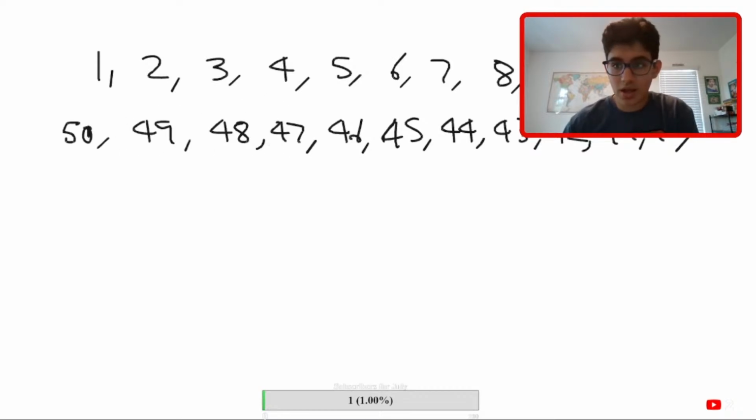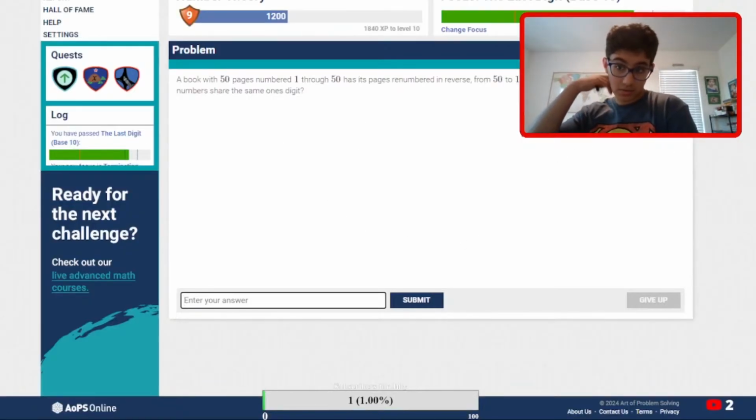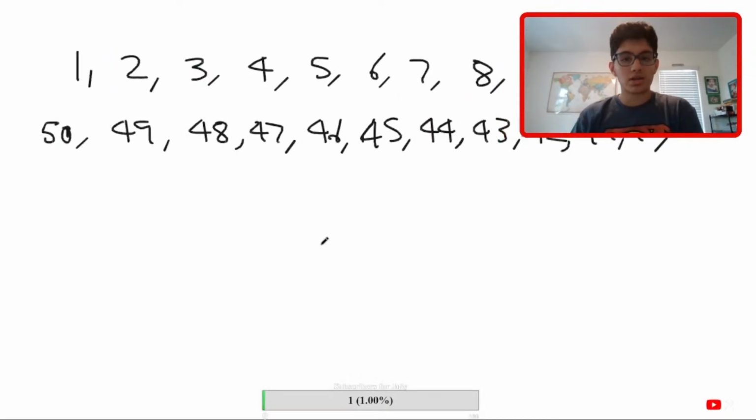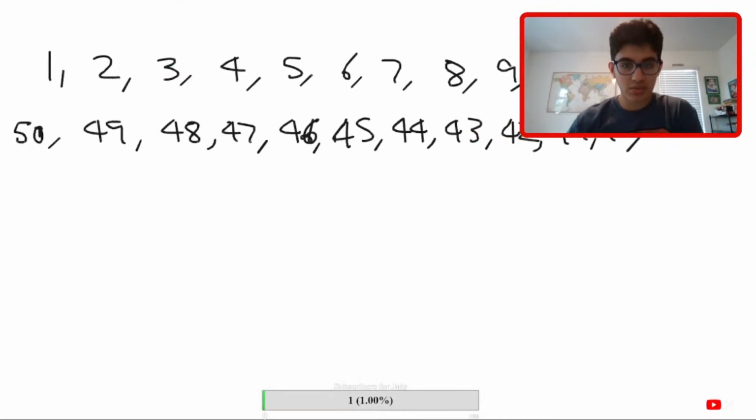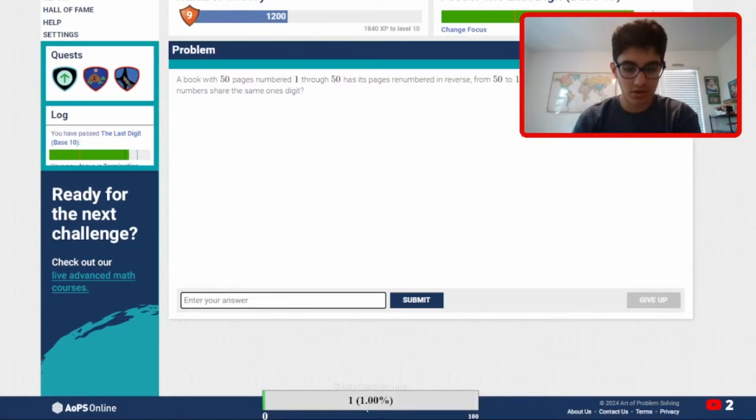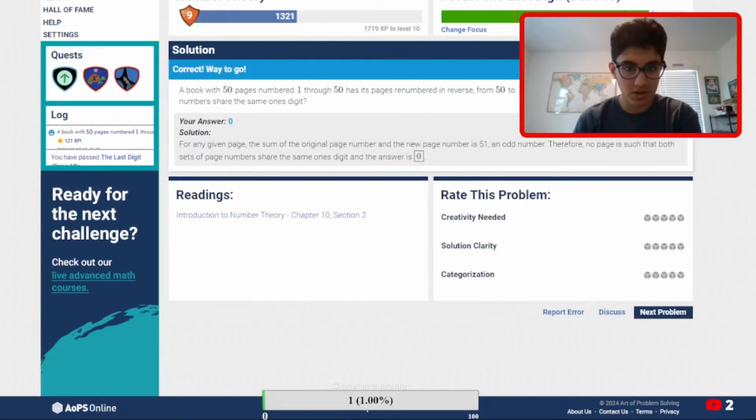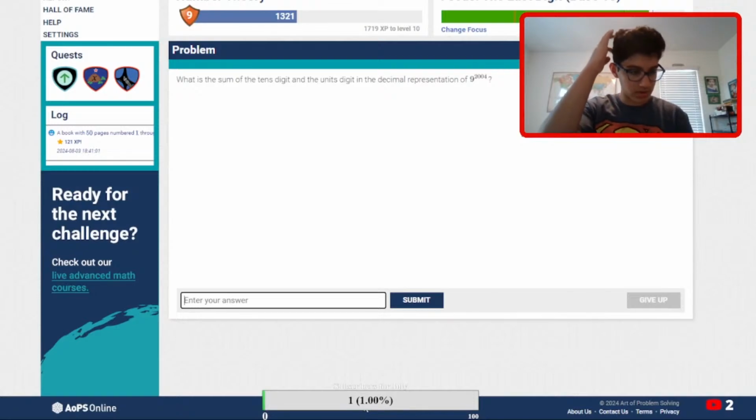Right now with 12, it'll be, wait, what are they asking for? Let's just make sure we're reading it correctly. Both sets of page numbers share the same ones digit. So you can see that they're just offset by 1, right? They're off by 1. So I don't think it's ever going to happen. This will be 41. They're off by 1. They're off by 1. So it should be 0. I'm going to guess that. Okay, that's my intuition. That's what I think. Okay, good. Yeah, that's right.